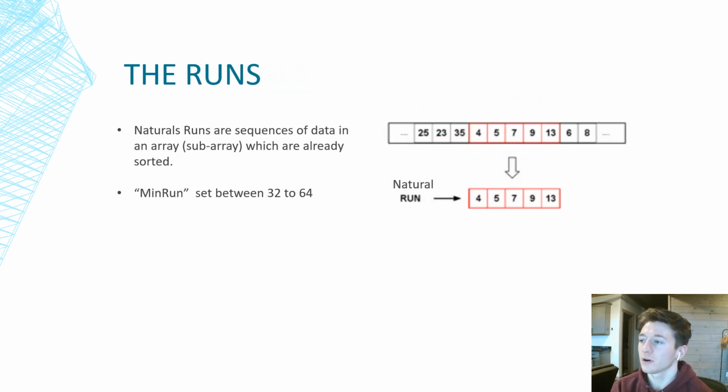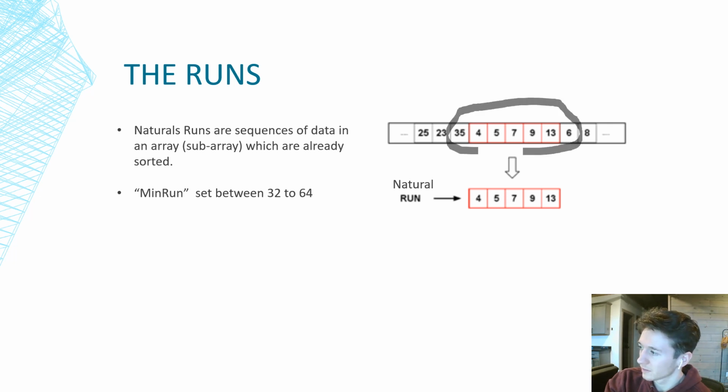First stage of TimSort is defining our runs. So a run is just a sequence of data, and a natural run is a sequence of sorted data that naturally occurs in our input array. And this tendency for naturally occurring sequences of sorted data within our input arrays is the tendency that TimSort seeks to take advantage of.